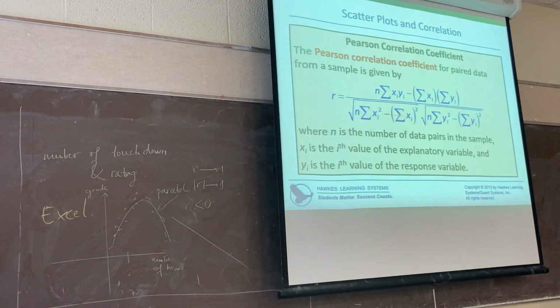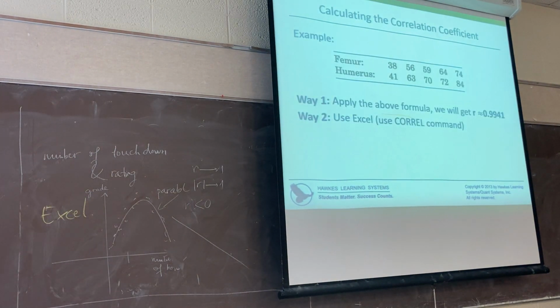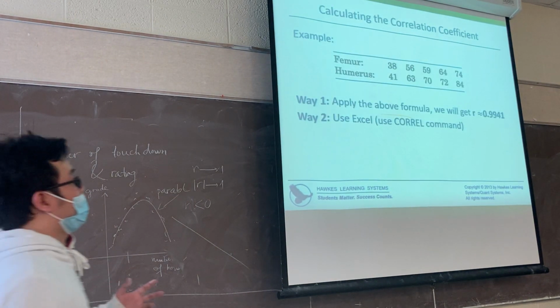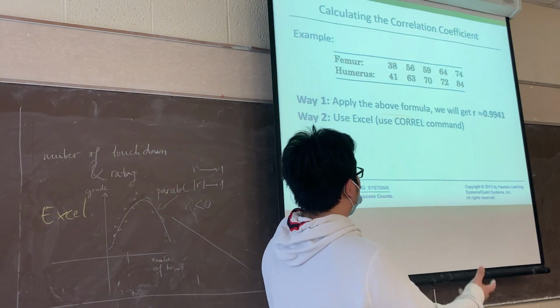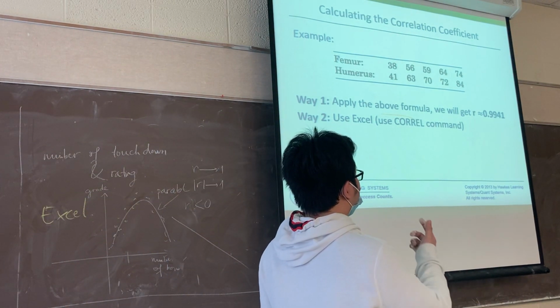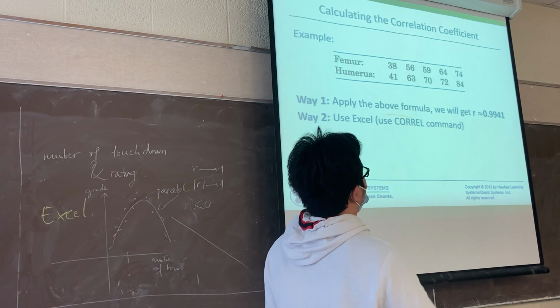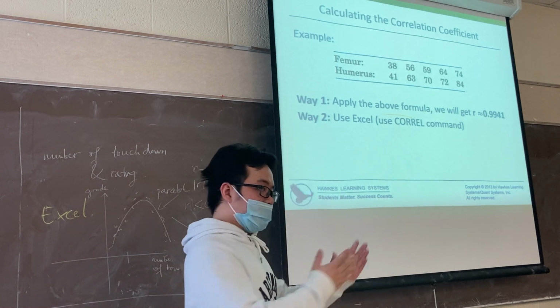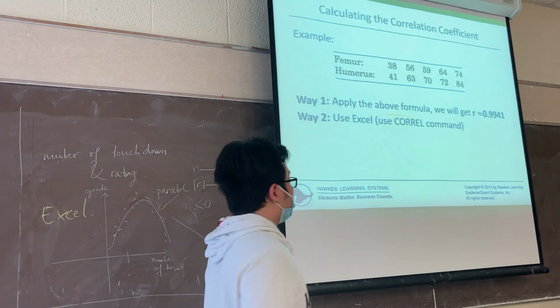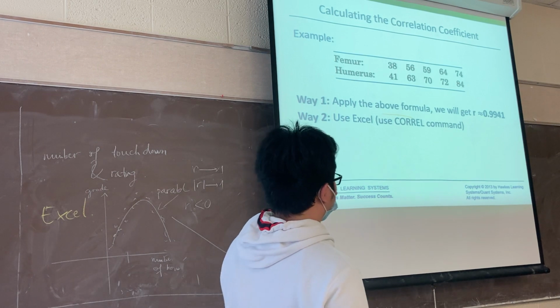You can do this by hand. For example here, we have two ways to do this. We can apply the above formula and we will get the result here, 0.9941. So it is a strong linear relationship. Otherwise, you can use Excel.